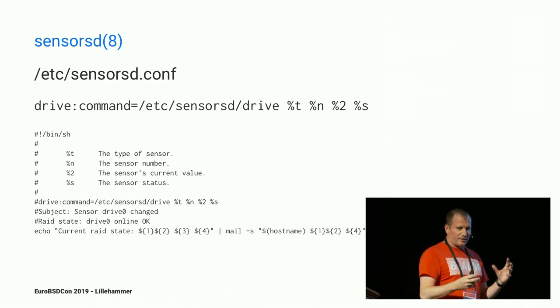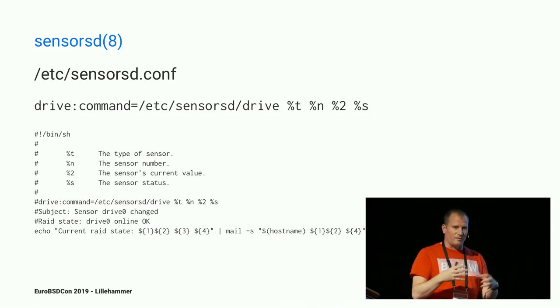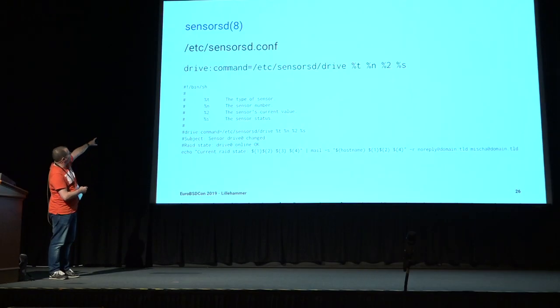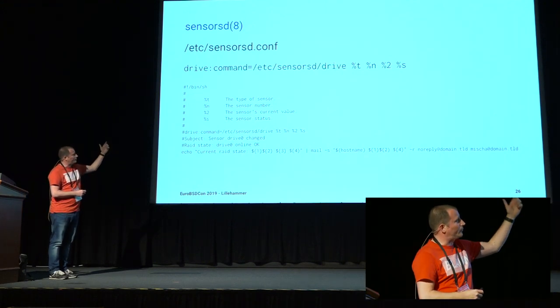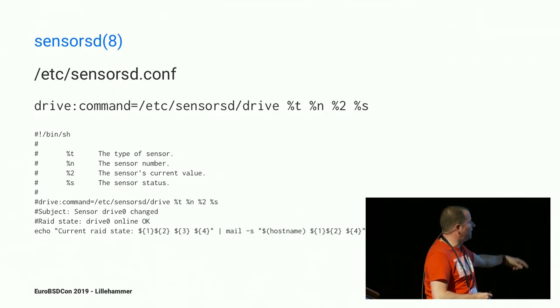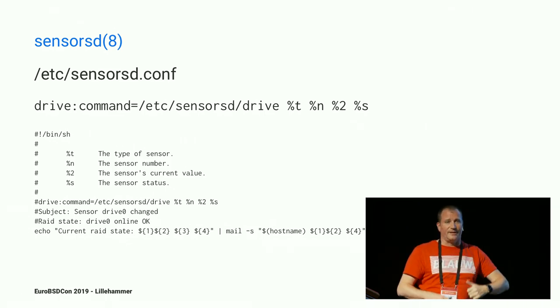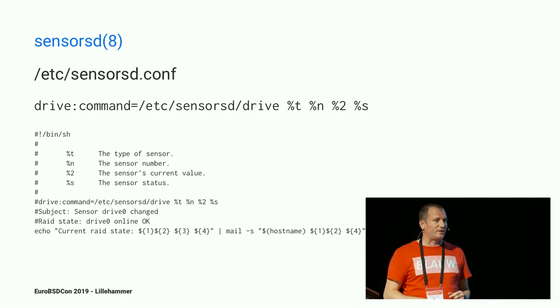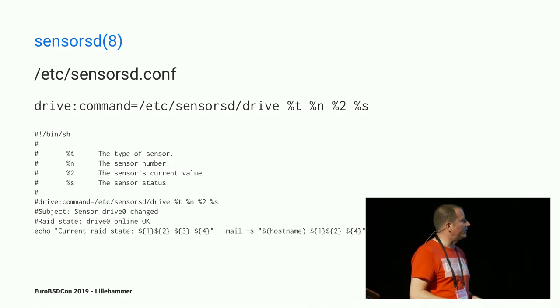But then I started digging into the whole sensord and the config and how that works. So this is now the way that I'm using it. So the command is on top, sensord.conf. It calls a script with a bunch of parameters that are also there, and then it sends me an email saying, hey, disk is okay at boot. And when the disk fails, it sends me, disk is not okay. So I know to replace it.